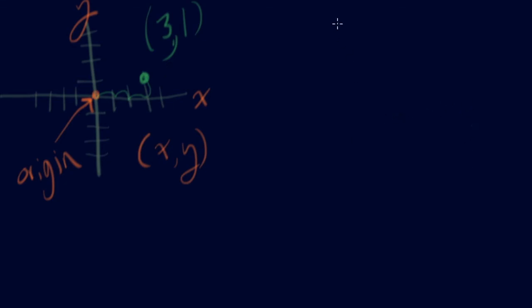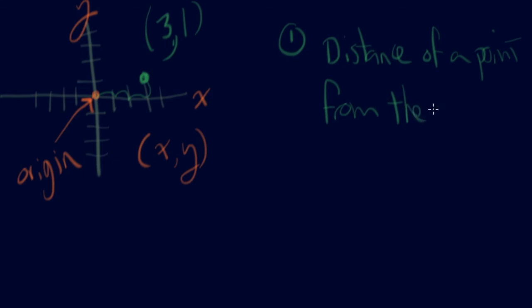So there's a couple of things you're going to learn. You're going to learn two things. Number one is trying to figure out the distance of a point from the origin. So that's the first thing we're going to learn. And the second thing is the distance between any 2 points.